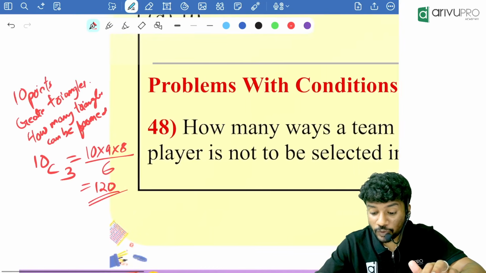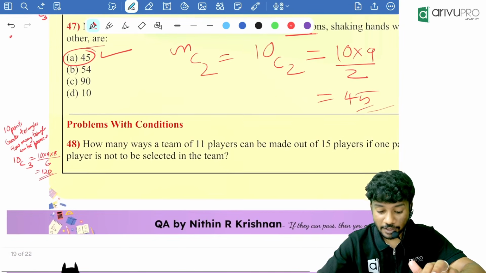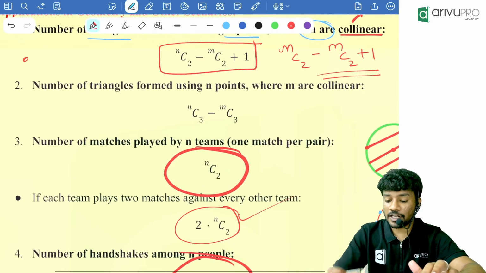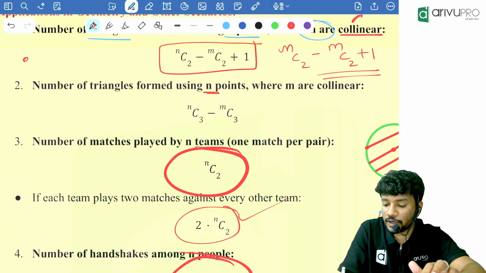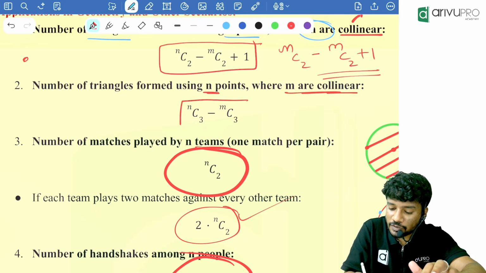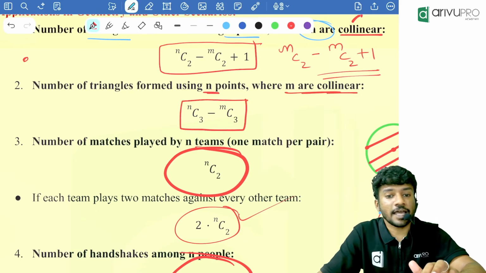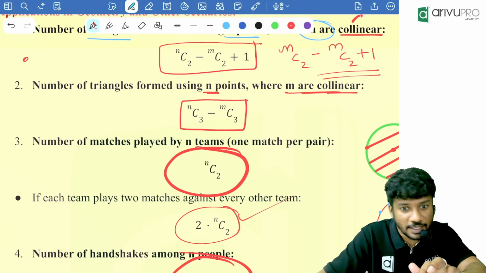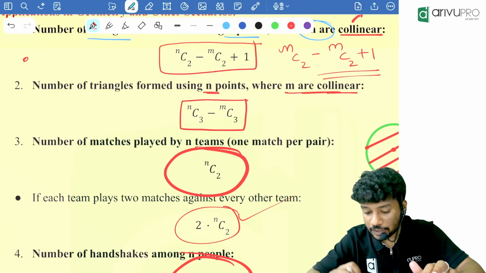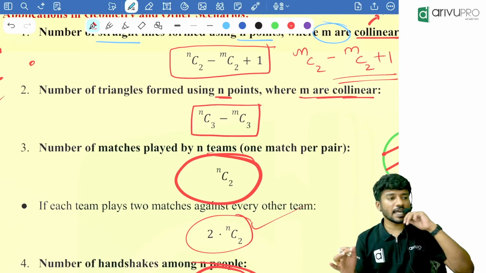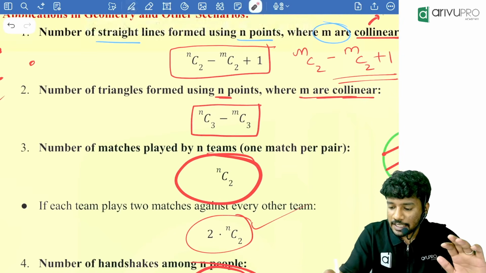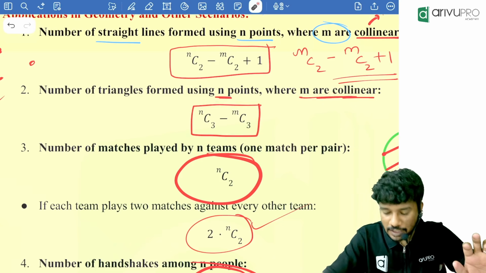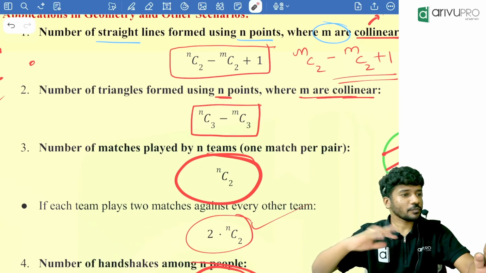Now we will talk about something called collinear. What if collinear points come into the picture? We need to reduce the collinear points. So the number of triangles formed using n points, where m are collinear, means we will reduce MC3. That means we need to reduce the collinear points so that repetition is not happening. So make a note, people: number of triangles formed using n points where m are collinear is NC3 minus MC3.